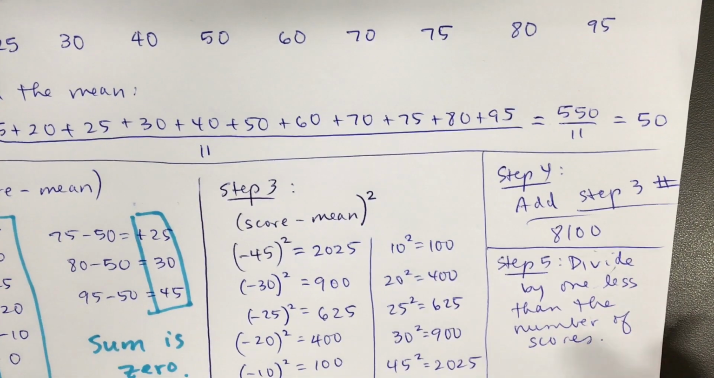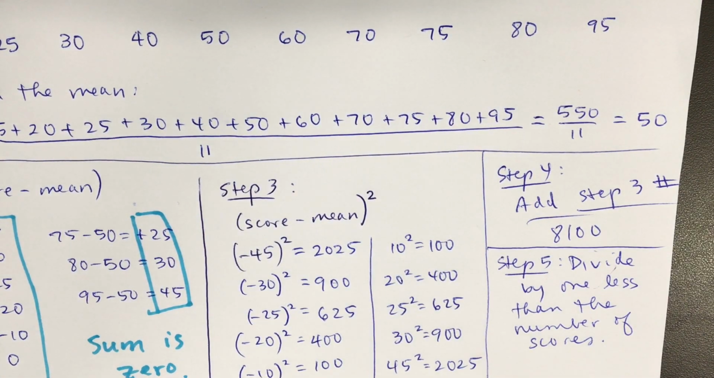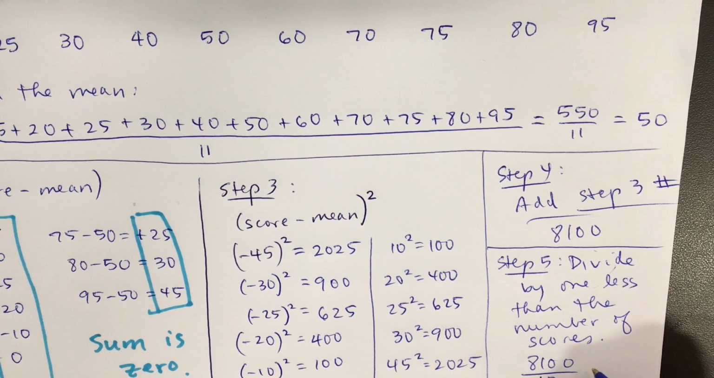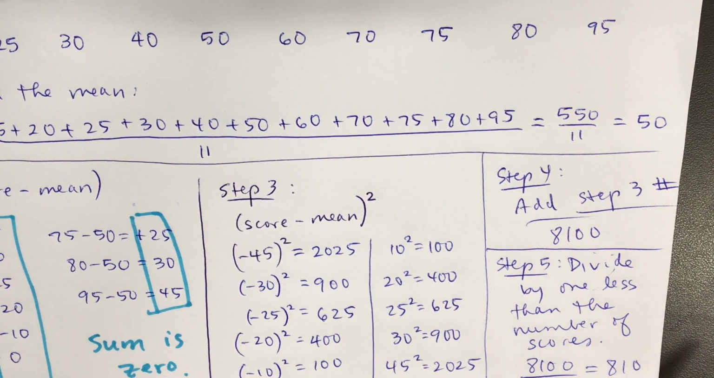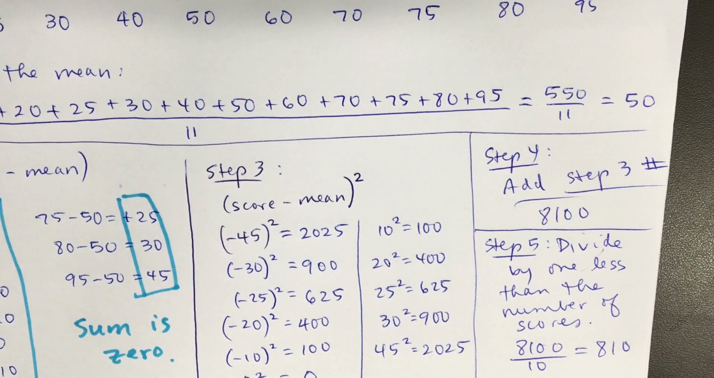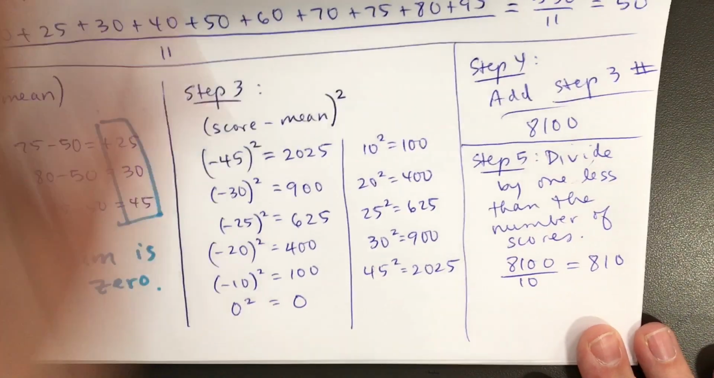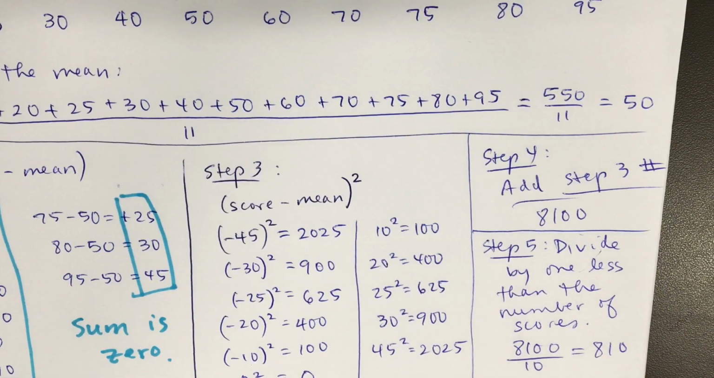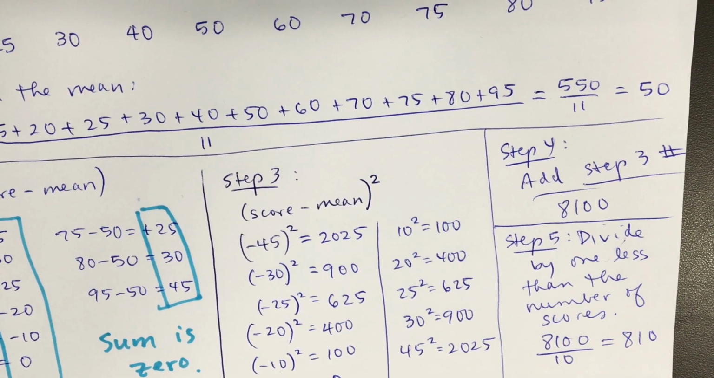I have 11 scores. We're going to divide by 10. So 8100 divided by 10 is 810. If you take a statistics class, that number is called the variance. The number I got in step 4 is called the sum of squares.